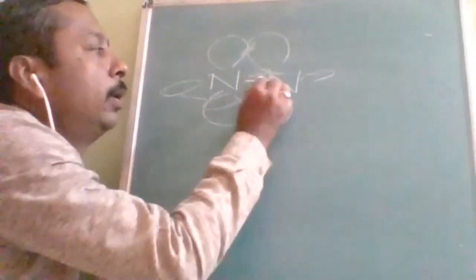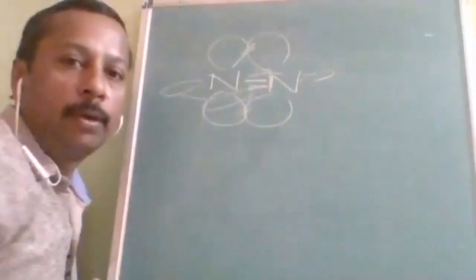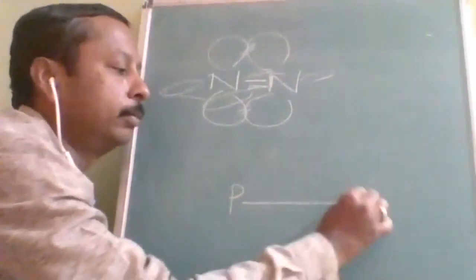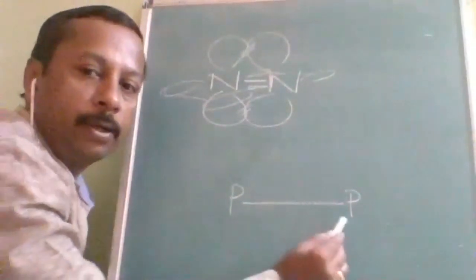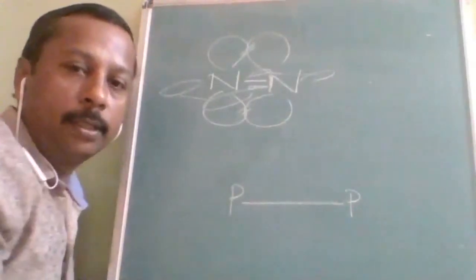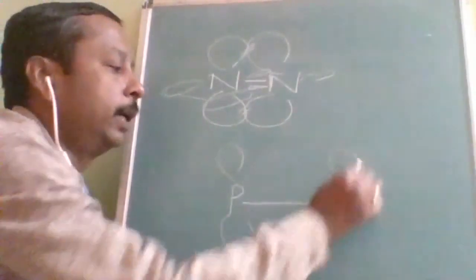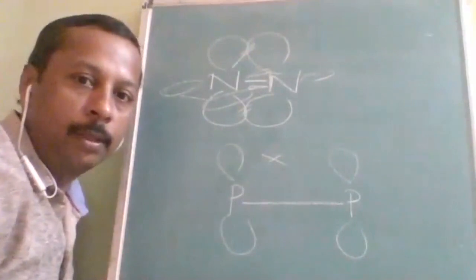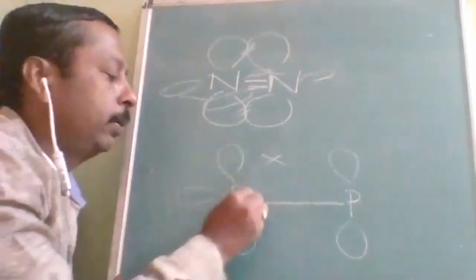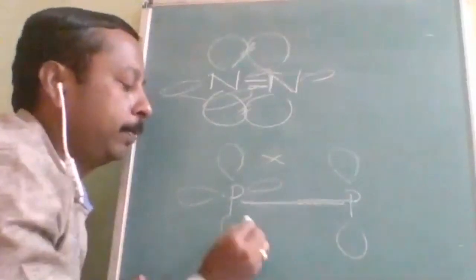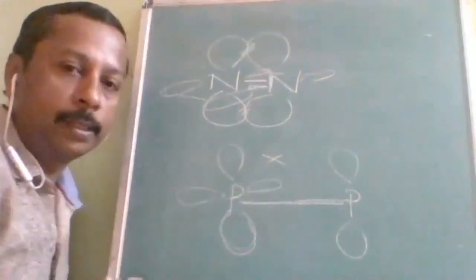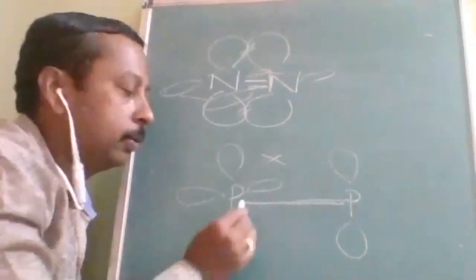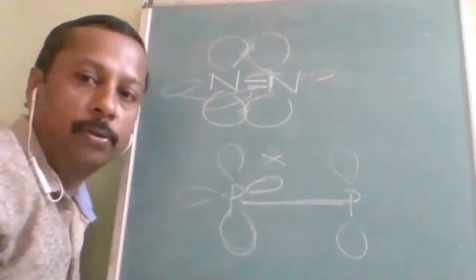This type of facility is available only in the case of nitrogen. Why? Because of the small atomic size, the nitrogen bond length is small enough. But phosphorus is a big atom, so the bond length is more. Is sideways overlap possible between them? Sideways overlap is not possible. But phosphorus has 3 orbitals. One orbital participated in bond formation. Two more orbitals are there, and they also need to form bonds.